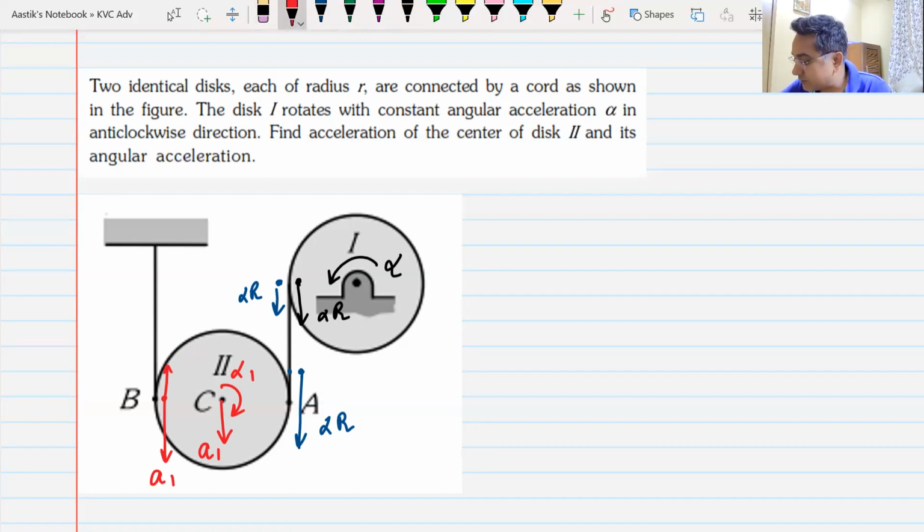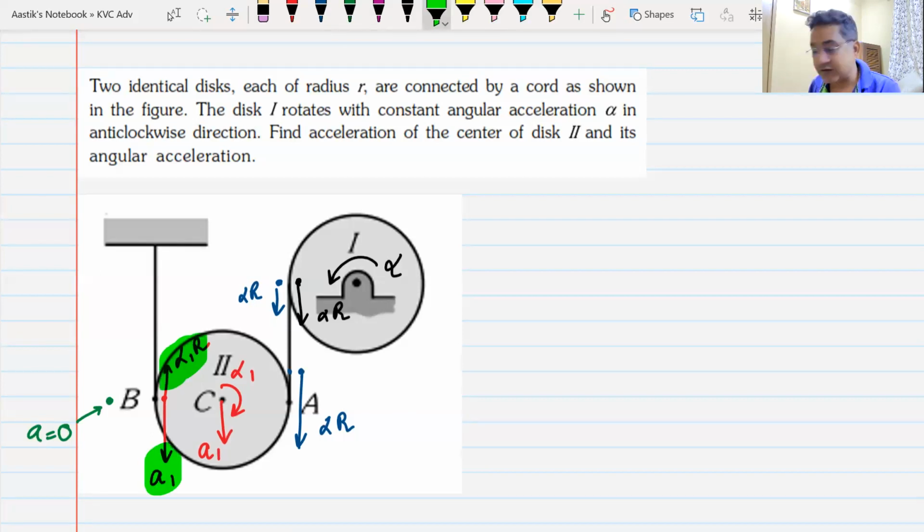But I have a green point here as well. What is the acceleration of this green point, which is under this? Zero, because it is not going anywhere. So from here I get the first relation, the green relation: A1 minus alpha 1 R equals 0. So A1 is equal to alpha 1 into R.